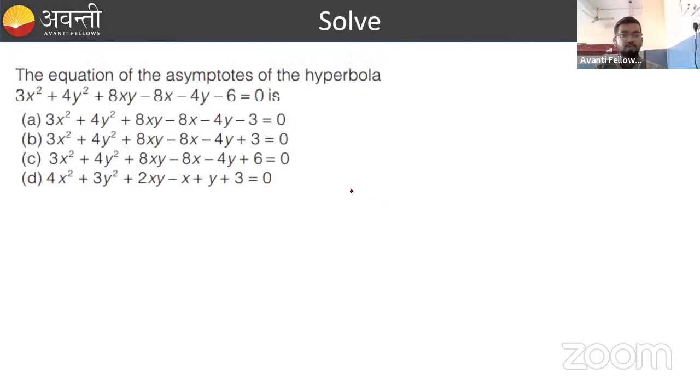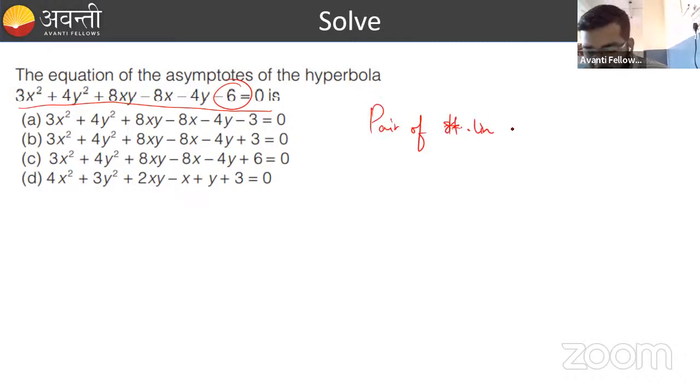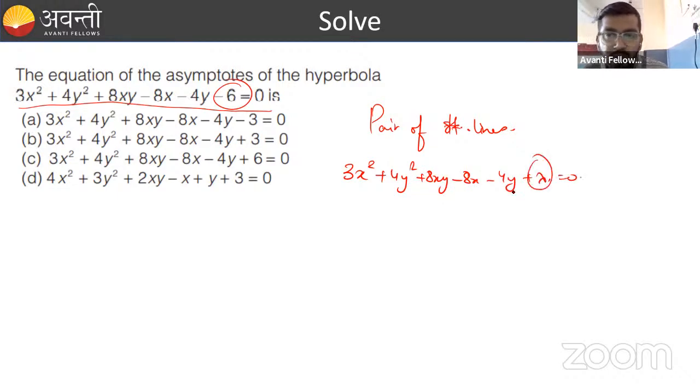Now the equation of the asymptotes of the hyperbola. This is the hyperbola which has been given to us, and we have to find the equation of its asymptotes. We already studied that the equations of the asymptotes differ only by the constant, so the asymptotes will be a pair of straight lines. Let the equation of the asymptotes be represented by 3x square plus 4y square plus 8xy minus 8x minus 4y plus lambda, since lambda is only making the difference. So this is the pair of straight lines for the asymptotes.